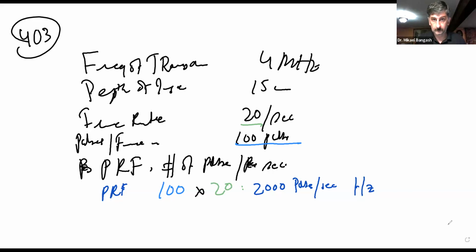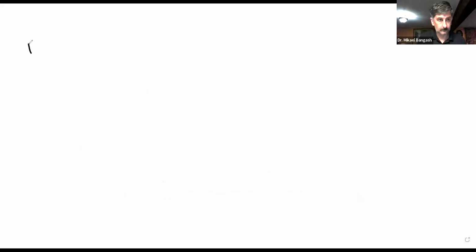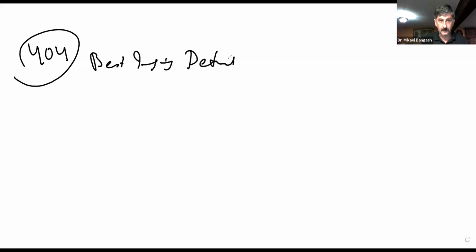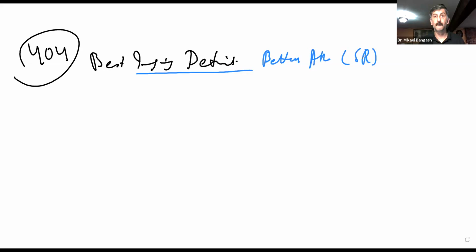Question 404. Which of the following sector imaging systems will have the best image detail if all parameters are identical? What they mean is it's asking about best imaging detail. Which means we can say it will be a better axial resolution, or we can say a better spatial resolution. Mainly what we need for this is a greater line density.